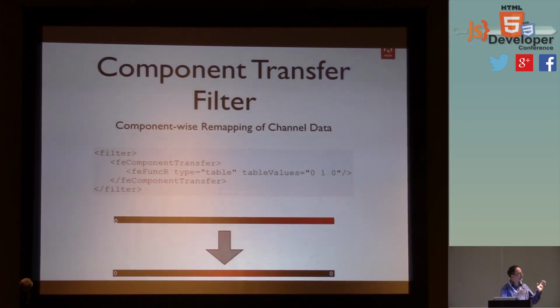So it's related to that. We're going there. The component transfer filter says, if you take all four channels of an image, red, green, blue, and alpha, individually I can remap the colors, or remap the values in the channel. All right. So this component transfer filter has a red transfer function, 0, 1, 0.